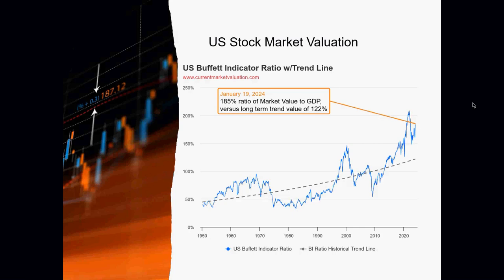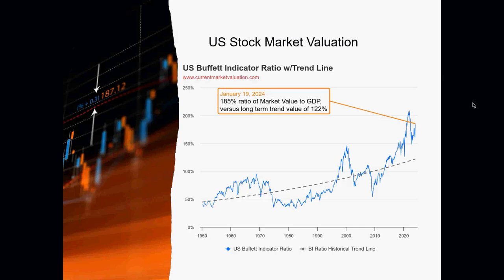So how do you know if the stock market is expensive or cheap? Or how do you know if the stock market is overbought or oversold? And here we have an indicator that is used by many investment managers. It's called the US Buffett indicator. It is named after the famous investor Warren Buffett, one of the most successful investors.